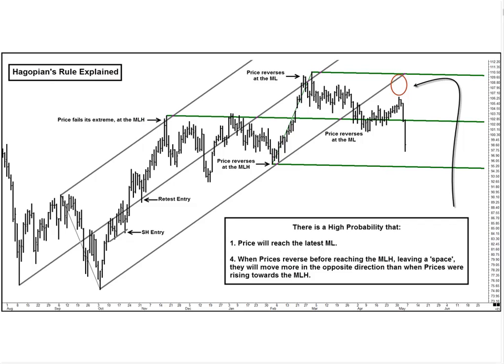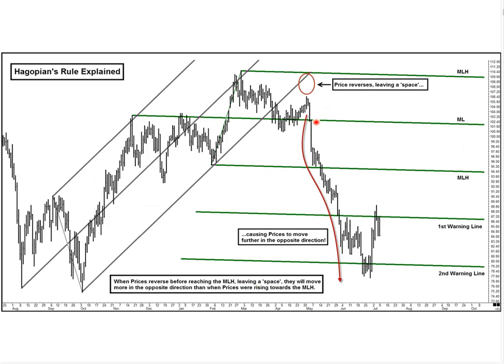When price reverses before reaching the median line or upper parallel, leaving a space, as it did here, price will move more in the opposite direction than it did when price was rising toward its most likely line, in this case the upper parallel. So you can measure the distance that we moved in this direction, put it to the bottom, and you expect at least that amount to the downside, but you're probably going to get more. Let's see what we get out of this.